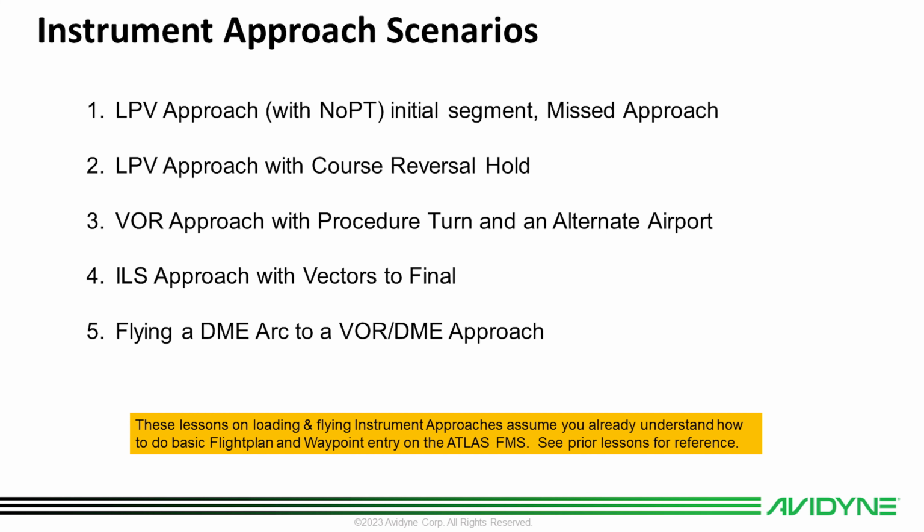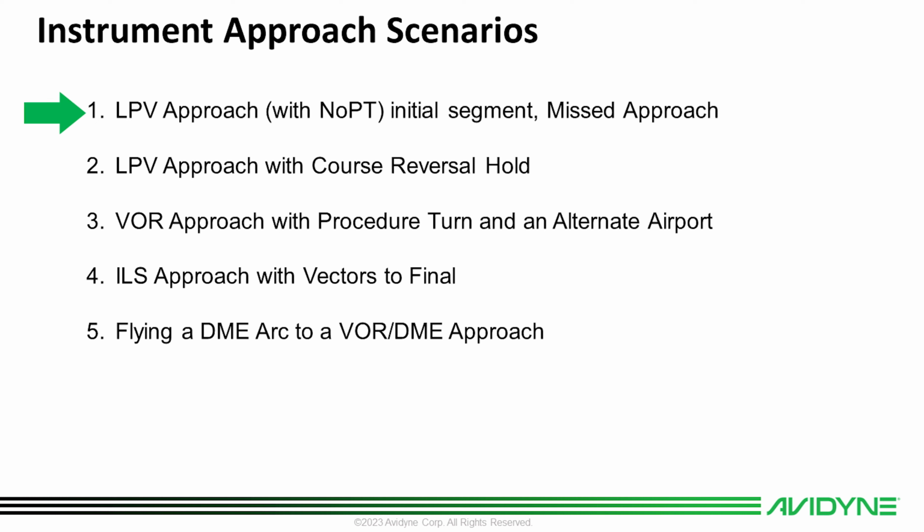In this lesson, we will demonstrate how to load and fly 5 different approaches using the Atlas FMS, including an LPV approach with no procedure turn and a missed approach, an LPV approach with course reversal, a VOR approach with procedure turn and an alternate airport, an ILS approach with vectors to final, and a DME Arc to a VOR DME approach. Let's get started.